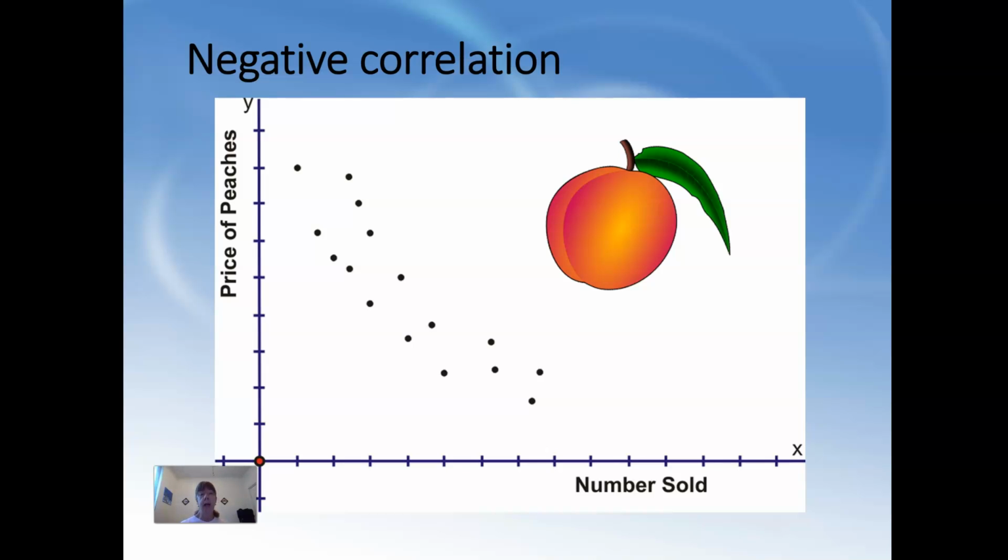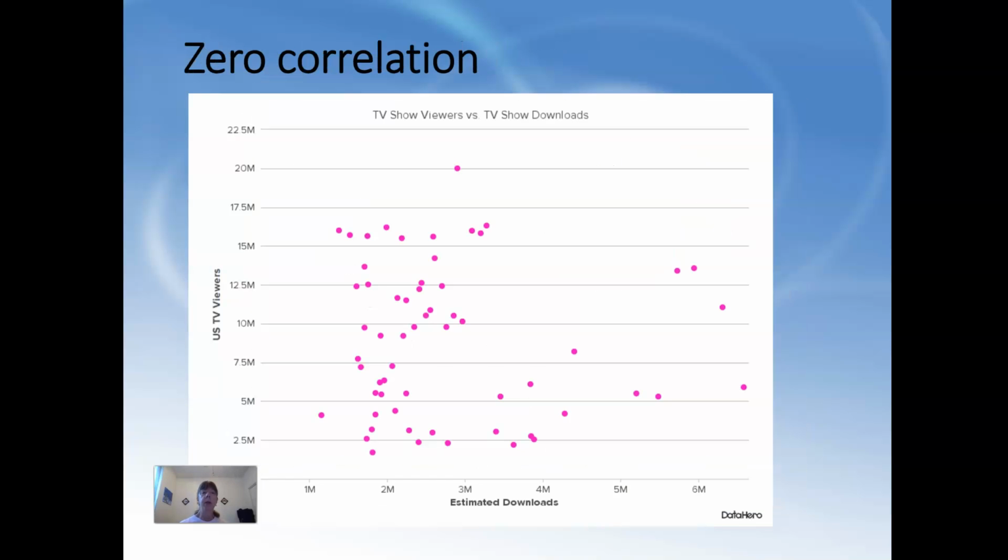Either a positive or negative correlation allows you to predict. When you cannot predict is when you have zero correlation. That means the two variables are not related to each other. The dots are just falling all over the place like this.